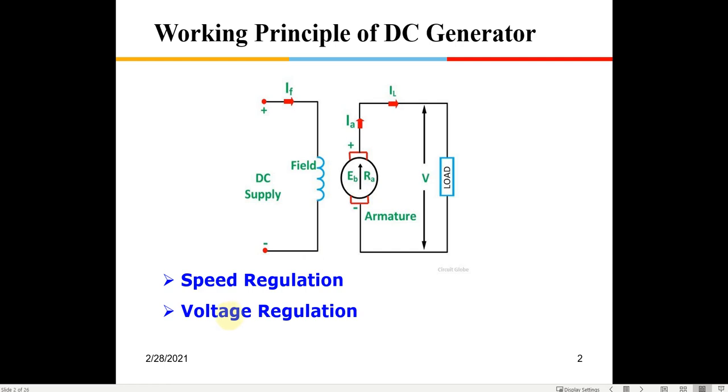The second was voltage regulation. We saw that as you keep increasing the load, the drop I_A R_A, that is the armature current into the armature resistance, will increase. So slowly the terminal voltage will tend to drop. To compensate for that, you need to increase the field current in proportion to the drop. That's how the voltage regulation is done. To maintain a constant voltage out here, we need to increase the current in the field. So these are the two things we studied in the DC generator.